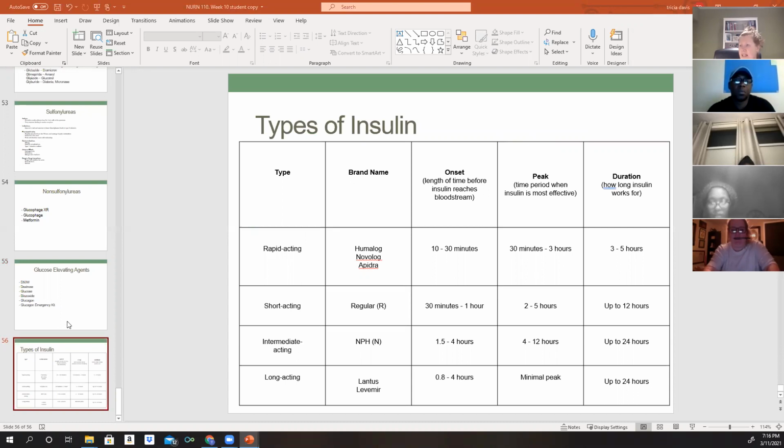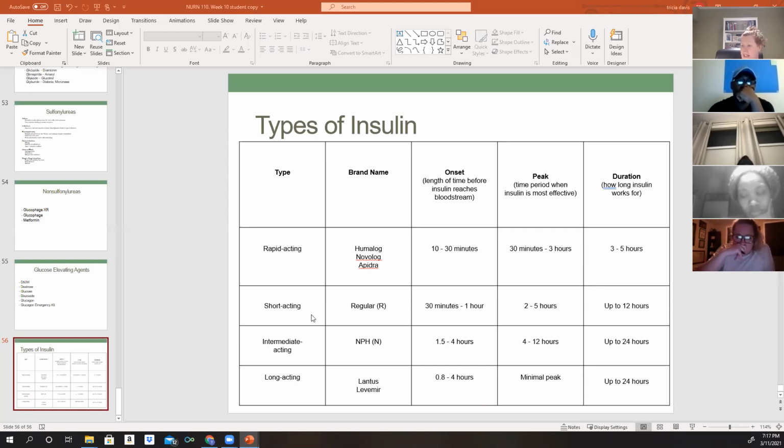So these are the types of insulin. You have rapid acting. Novolog is the one that I see all the time in the clinical setting. You also have Humalog and Apidra. The rapid acting is going to take 10 to 30 minutes before it reaches the bloodstream. It's going to peak, and that is the time, remember, when the insulin is most effective. It peaks at 30 minutes to 3 hours, and then it's going to last for about 3 to 5 hours. The Novolog, the rapid acting, is the one that we give at breakfast, lunch, and dinner, and then we give it at bedtime. So 4 times a day, AC and HS.